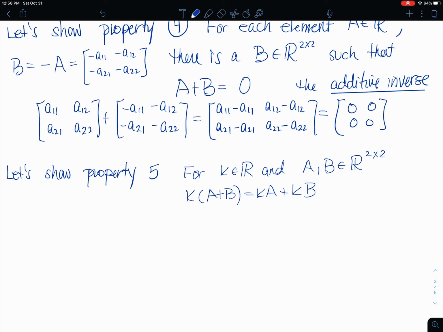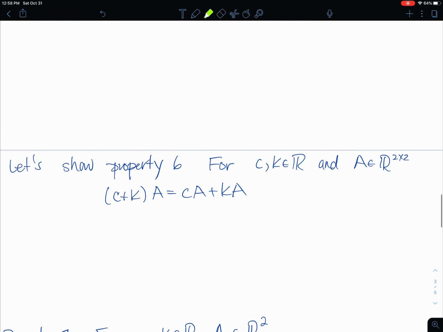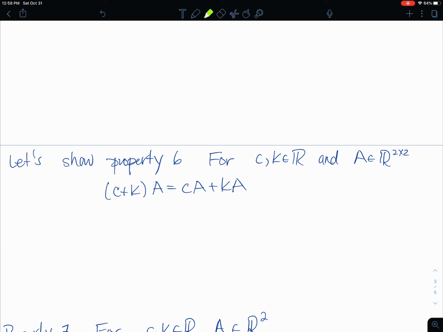So then there's also this property which says that if you take a scalar and you multiply it by the sum of two matrices, then you're going to get the scalar times the first matrix plus the scalar times the second matrix. So again, I'm going to write that one up. I'm not going to go through it right here. Same idea here. Now if you take the sum of two scalars and you multiply them by a matrix, then you're going to get the sum of the first scalar times the matrix plus the second scalar times the matrix.